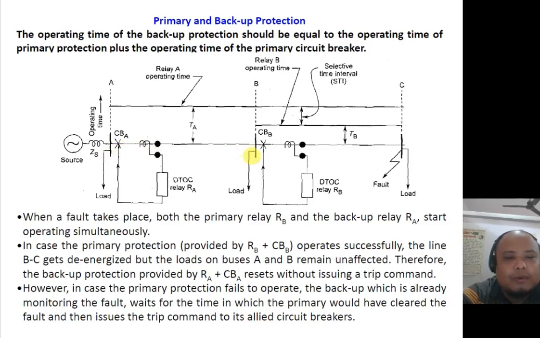right? So for proper coordination, this should wait until the operation of this primary scheme is completed. So its operating time should be greater than the operating time of this plus the operating time of this. Only after that it should complete its operation. If within this time the fault is cleared, then it will reset itself. If not cleared, then after some time, when its operating time is complete, it will send a trip command, and this circuit breaker will take some time and clear the fault after some more time. This is proper coordination.